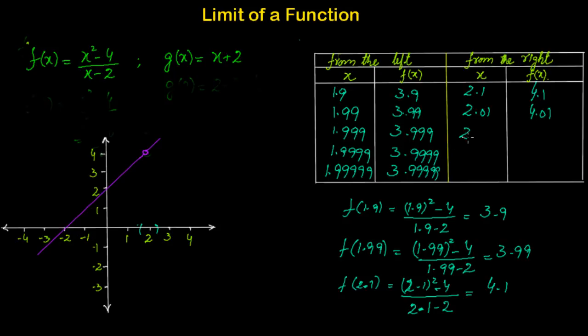Next point 2.001, the function value will come out to be 4.001. Next point we'll be taking is 2.0001, and the function value will come out to be 4.0001. The last point, which is to the right of 2 and much closer to 2, will be 2.00001, and here we'll be getting 4.00001. So let me first start these calculations.